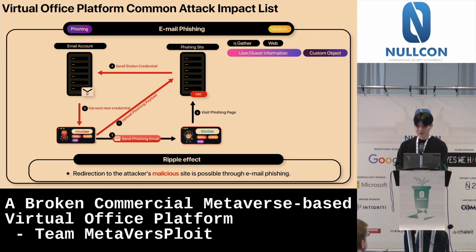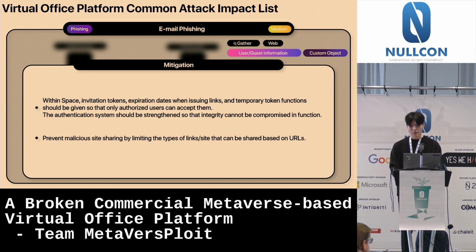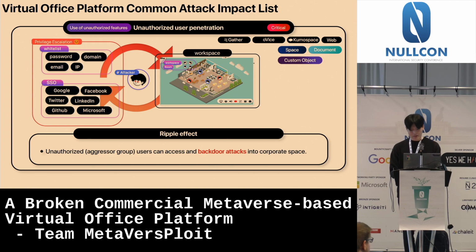Next is phishing. Phishing impersonating a virtual office easily deceives internal users. In addition, there is a risk that information inside the office will be stolen. In GatherTown, we were able to send emails to users using official emails. The ripple effect is as follows. Redirection to the attacker's malicious site is possible through email phishing. Only authenticated users should be able to accept it, and malicious site sharing should be prevented by limiting the URL link type.